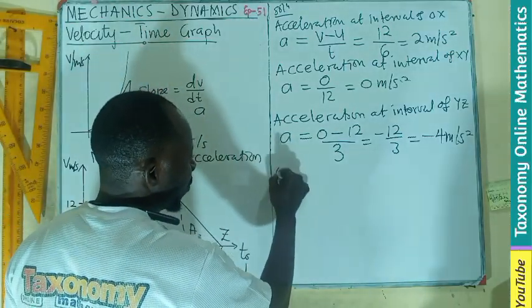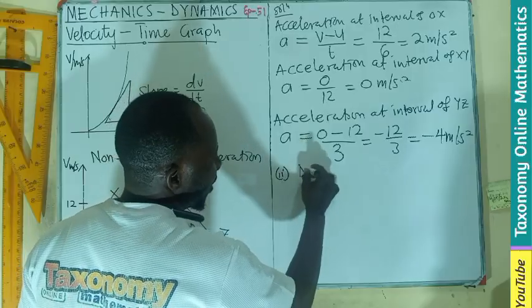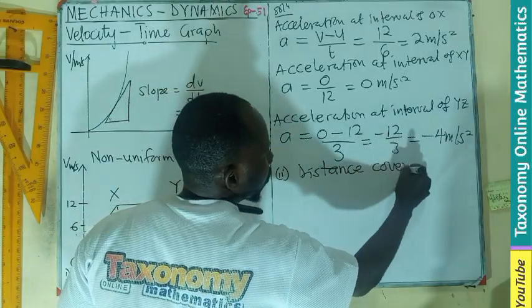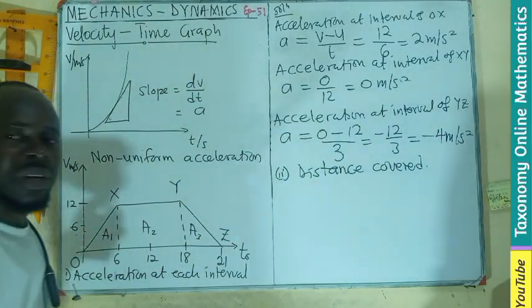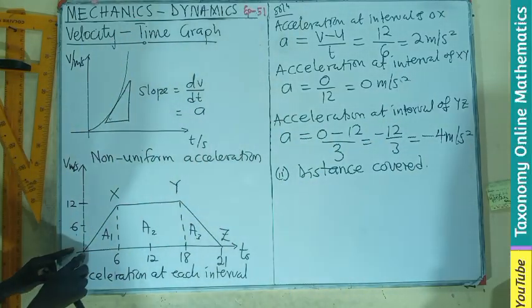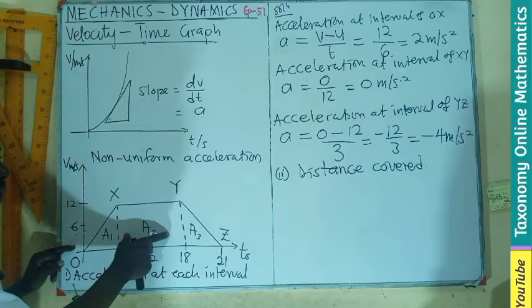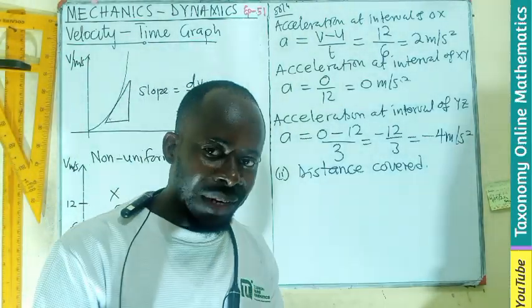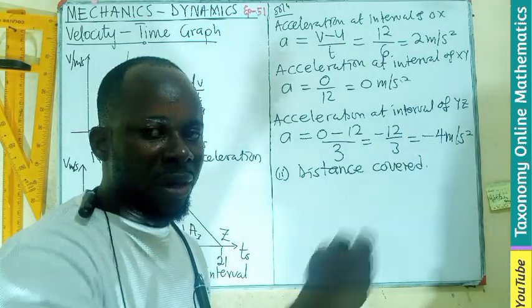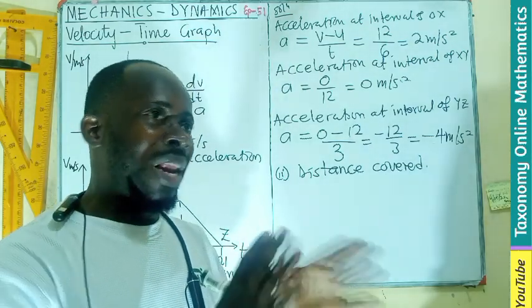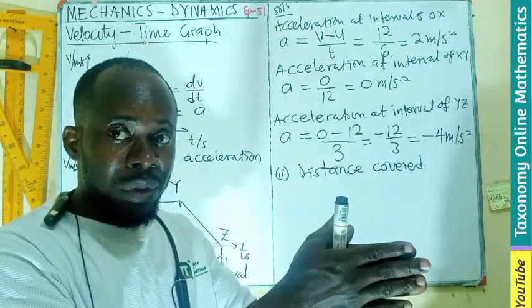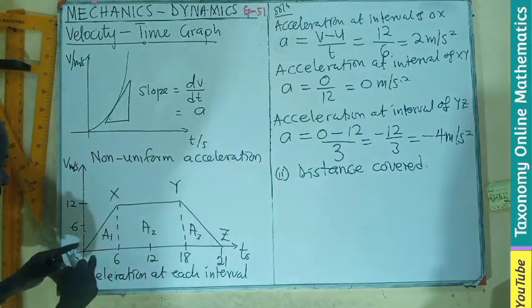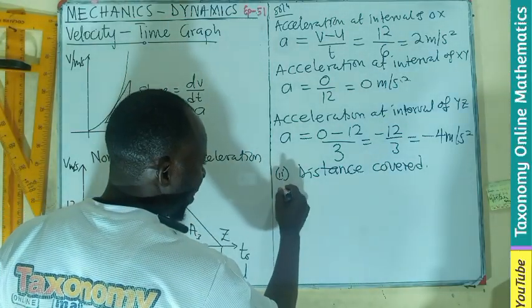The second question, we can also be asked to find distance. The distance covered is the area of this plus the area of this plus this. There are two ways of doing it. You find the areas separately, or we use the trapezium area formula to find the total distance. So I'm going to find the areas separately because of space.